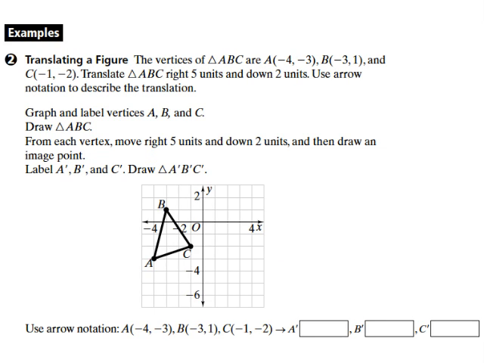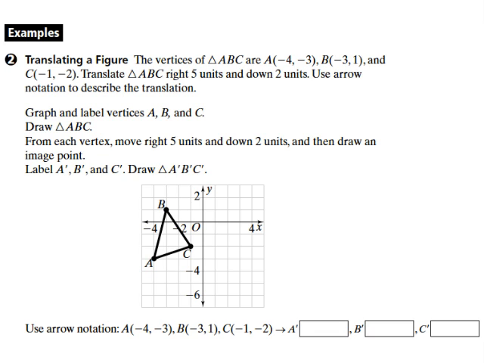Example number 2, translating a figure. The vertices of triangle ABC are A (-4, -3), B (-3, 1), and C (-1, -2). That's been graphed for you already on the graph below. Translate triangle ABC right 5 units and down 2 units. Use arrow notation to describe the translation.